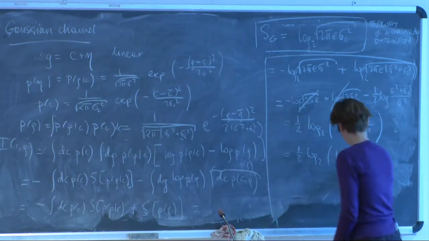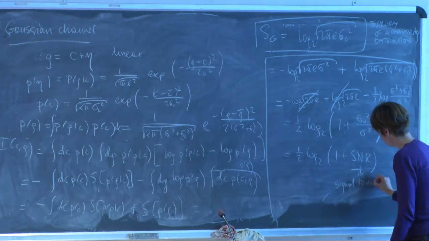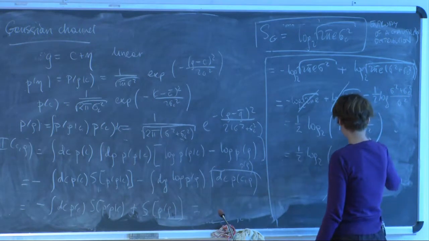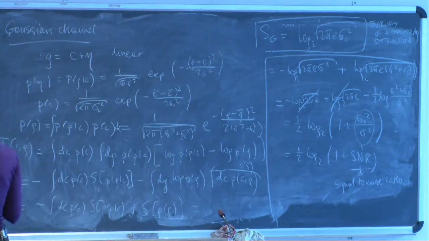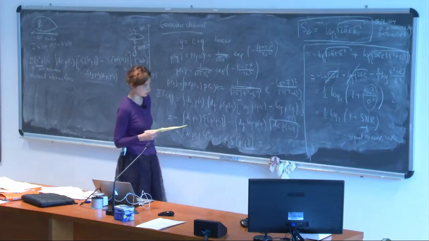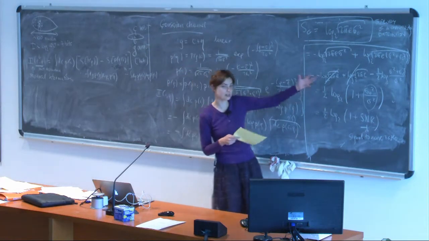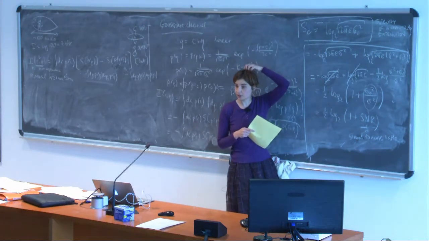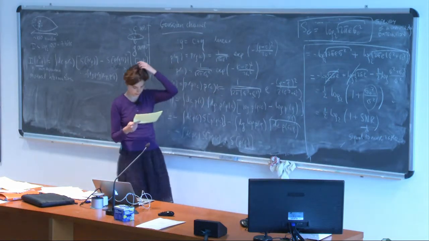I'll write this out too for you. This stands for signal to noise ratio, and it's the ratio of the signal variance to the noise, or channel, variance. So this is the capacity of a Gaussian channel. And it generalizes: if you have a higher dimensional signal with covariance matrices, this just gets replaced by matrices.